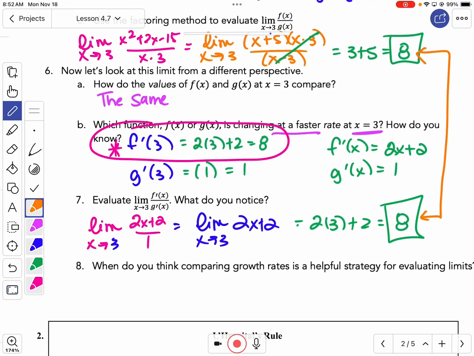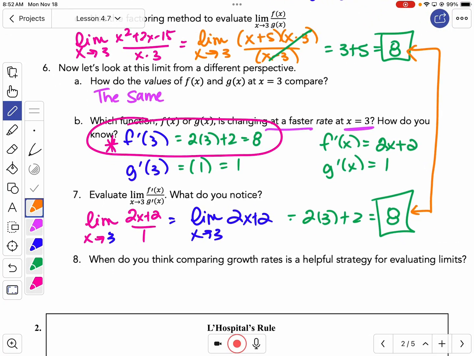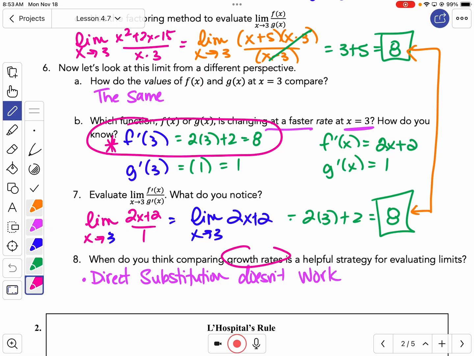Okay, when do you think comparing growth rates, all right, is a helpful strategy for evaluating limits? Yeah, when I can't substitute. All right, when direct substitution won't work, we can do limits of their growth rates. Remember, growth rates are the same things as their derivatives. Okay, and that's what Logan figured out. Okay, he was like, I ain't got time to do all this algebra.